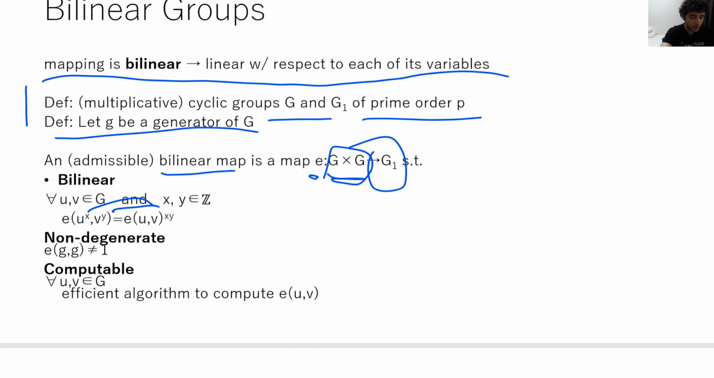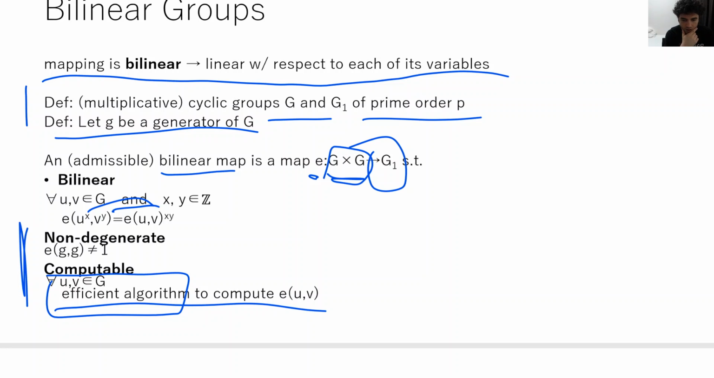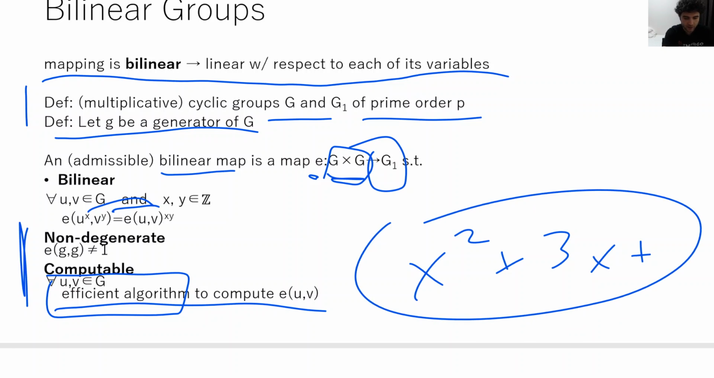We have 2 additional restrictions, one of which is that it has to be non-degenerate, so e of g and g is not equal to 1. We'll see why this is important later. And also it has to be computable. That is to say, there needs to be an efficient algorithm to compute e of u and v for any u, v in G. In this presentation, we'll define efficient algorithm as any polynomial time algorithm. If you remember, polynomials are things like x squared plus 3x plus whatever. This family of functions are polynomial functions, and that's what we'll use as our definition of efficient algorithm in this presentation.